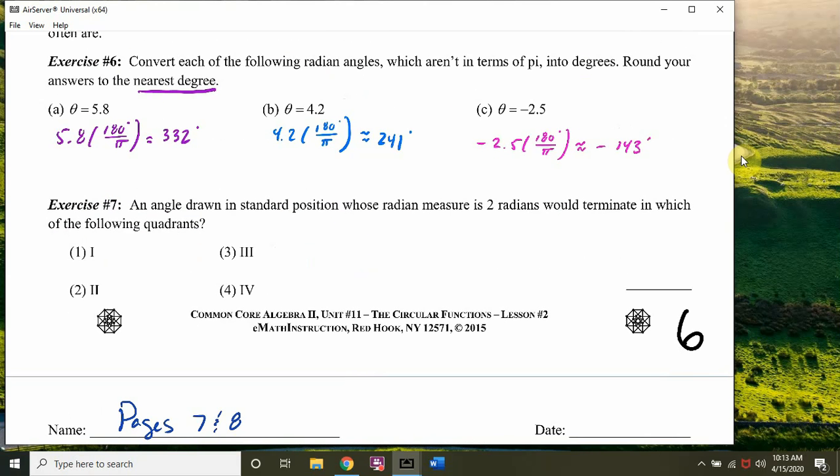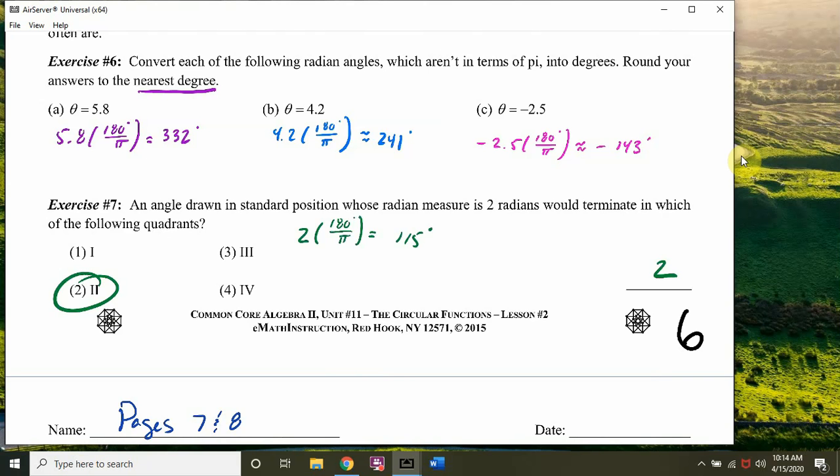And last but not least, an angle drawn in standard position whose radian measure is 2 radians would terminate in which of the following quadrants. Since we're much more comfortable with degrees, if we get a problem like this, let's convert to degrees. So 2 radians times 180 degrees over pi radians. 2 times 180 divided by pi is about 115 degrees, which will put us in quadrant 2.